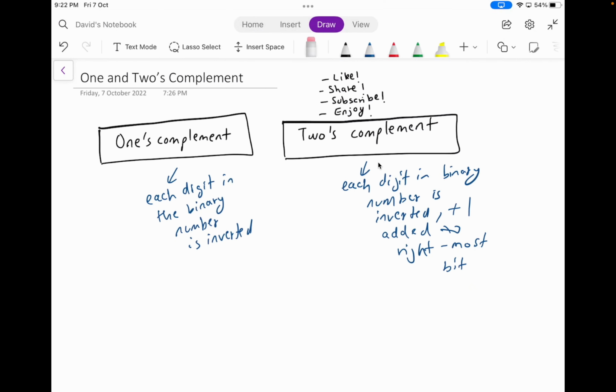Hello guys, today I'm making a video on some basic insights on how to solve questions related to ones and twos complement. I know many of you have this topic, including binary addition and subtraction. So hopefully this video can help you understand this type of concept.